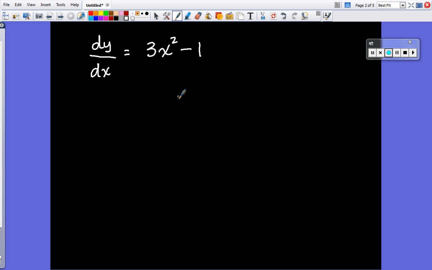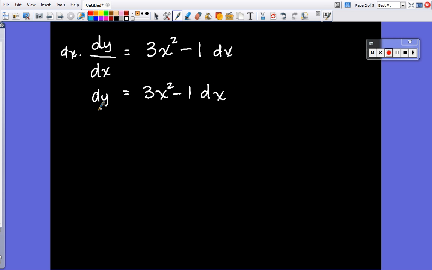Well, we have to use what we just learned, integrals or anti-differentiation, in order to solve this differential equation. This, remember, just means this is the derivative. The derivative of some function y, or f of x, is equal to 3x squared minus 1. And what we're trying to find is, what is y? So how we do that is we, first off, multiply both sides by this dx over here. And we're left with dy equals 3x squared minus 1 dx.